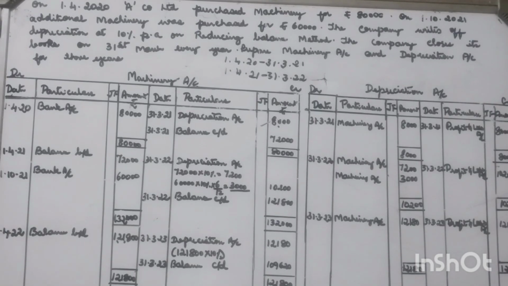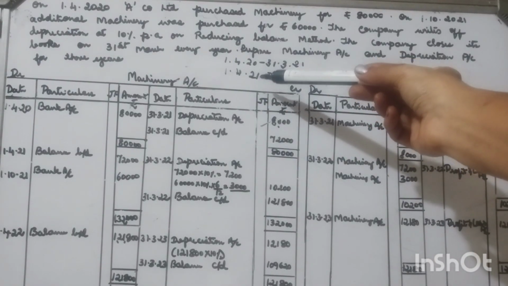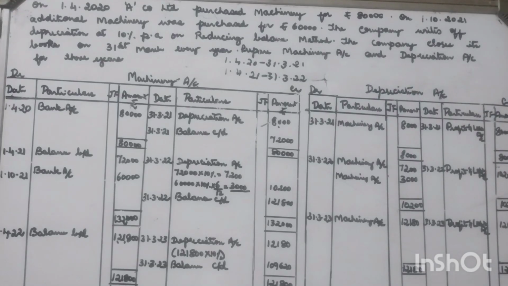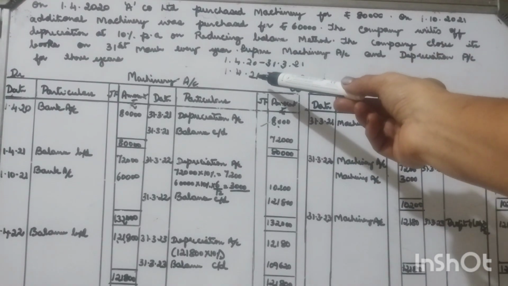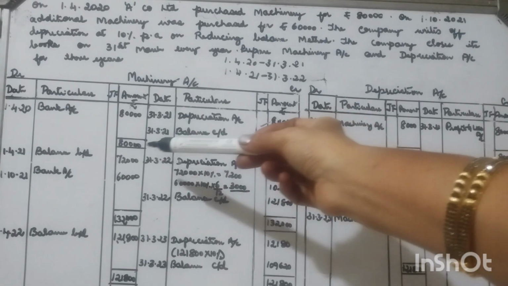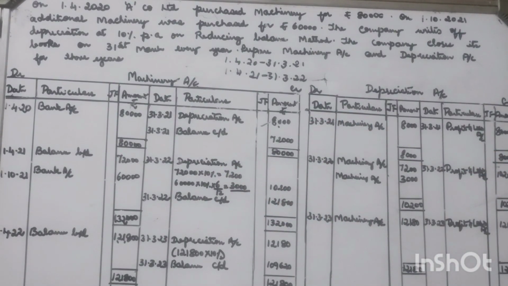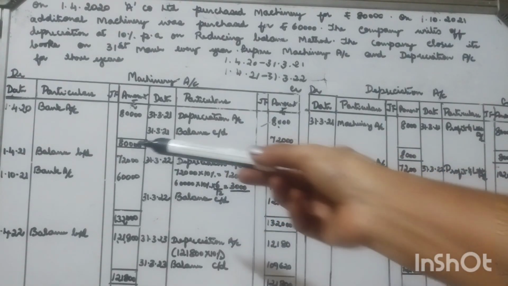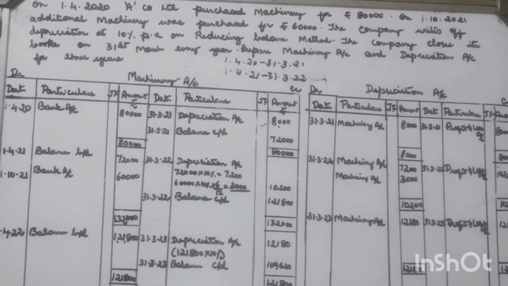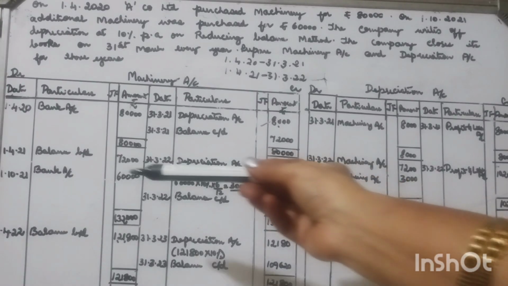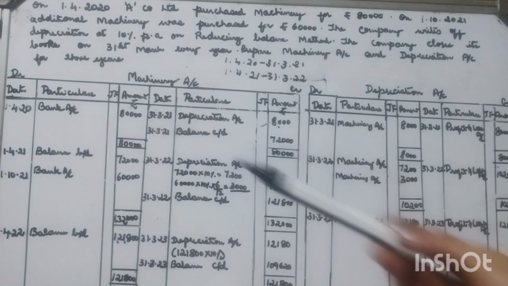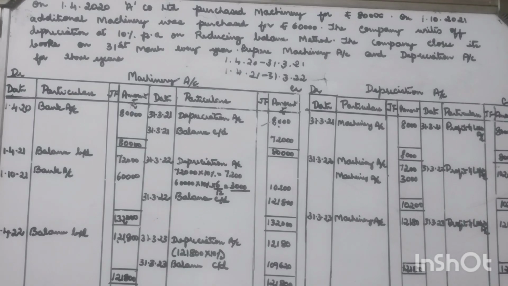We are asked to prepare this machinery account for 3 years. So the first year we have prepared and closed. The second year begins from 1/4/2021 and it ends on 31/3/2022. On 1/4/2021, the closing balance has to be brought as the opening balance of the second year, as balance brought down. The amount is 72,000. During that second year, one more machinery is purchased on 1/10/2021. Record that as bank account worth rupees 60,000.